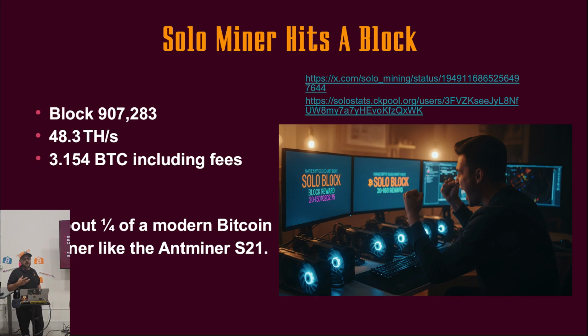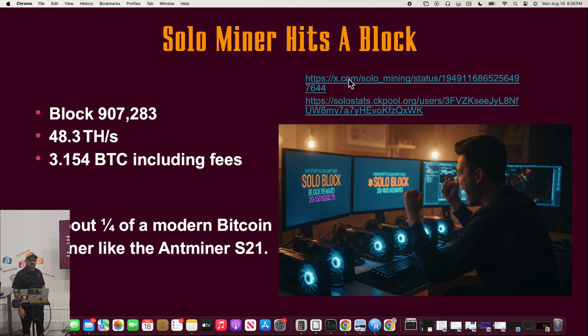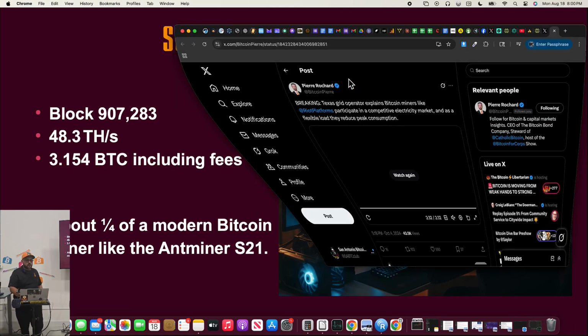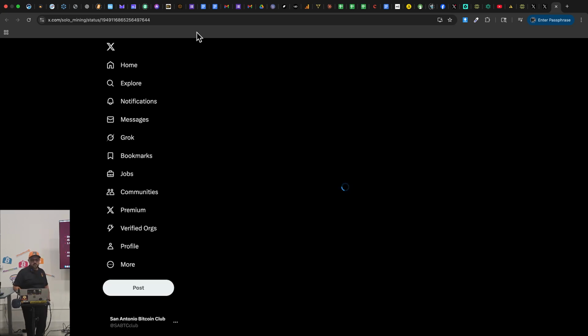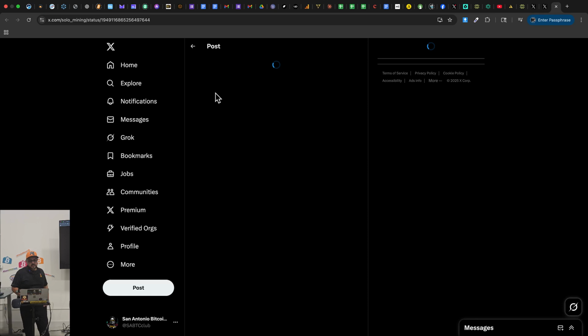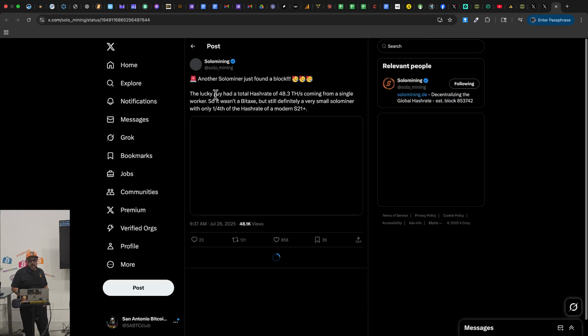commitment. This miner probably costs $3 to $4 a day at most to run in electricity. And the mining reward for this one was 3.154 Bitcoin, including the fees. So I get all this from X again. I want to go through a couple, just a little bit of fun to see how we find out about these things.